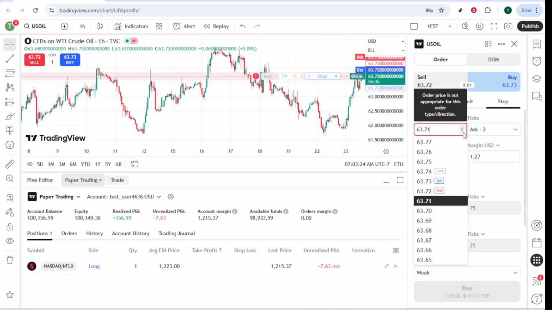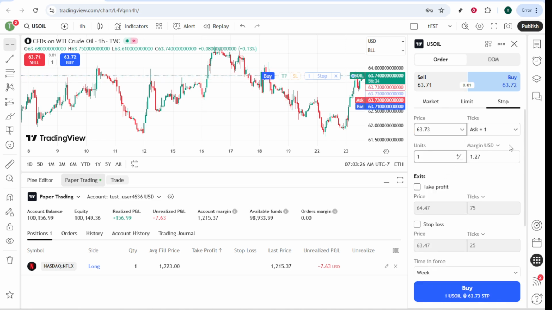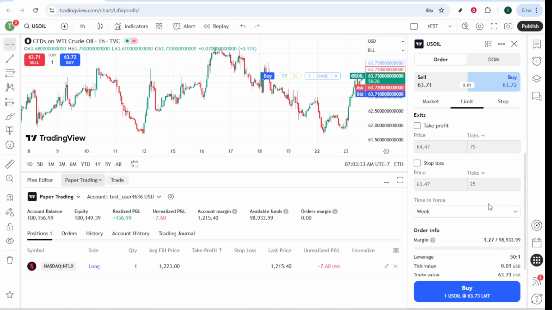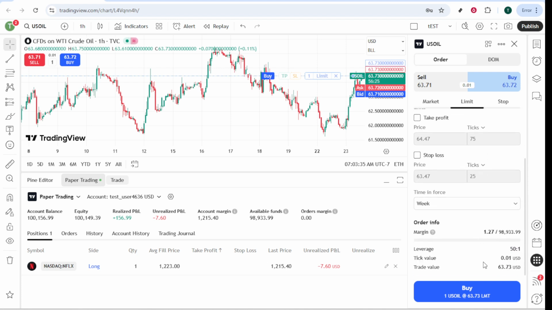After sorting out the order type, decide on the quantity and, if applicable, specify the exact price for limit or stop orders. Don't forget to manage risk by setting your take profit and stop loss levels. These are key to protecting your trades and managing potential losses. Finally, it's important to review all these details carefully. Once you're satisfied everything is in order, click the buy or sell button to execute your trade.